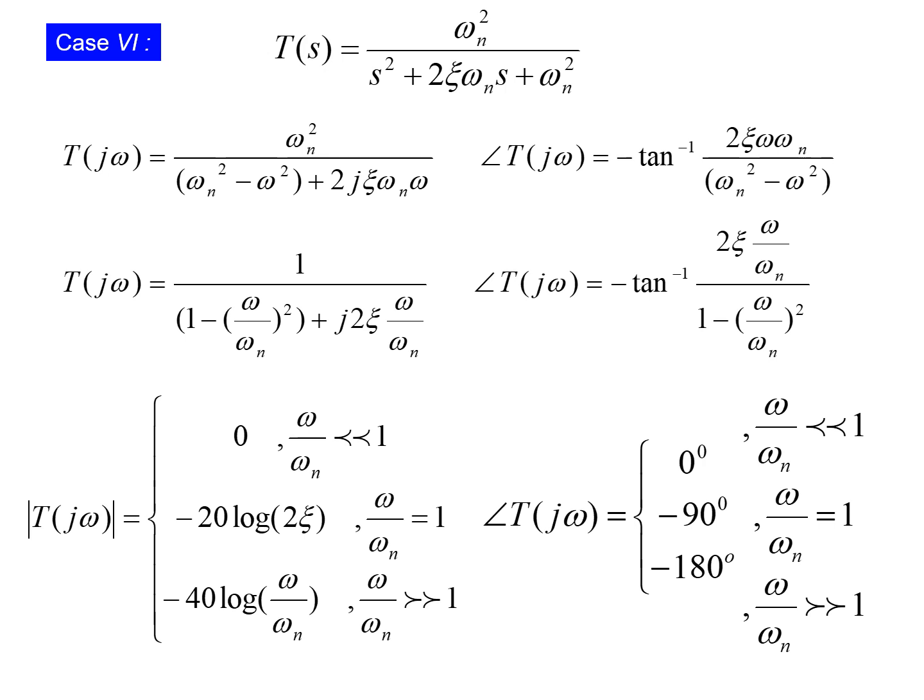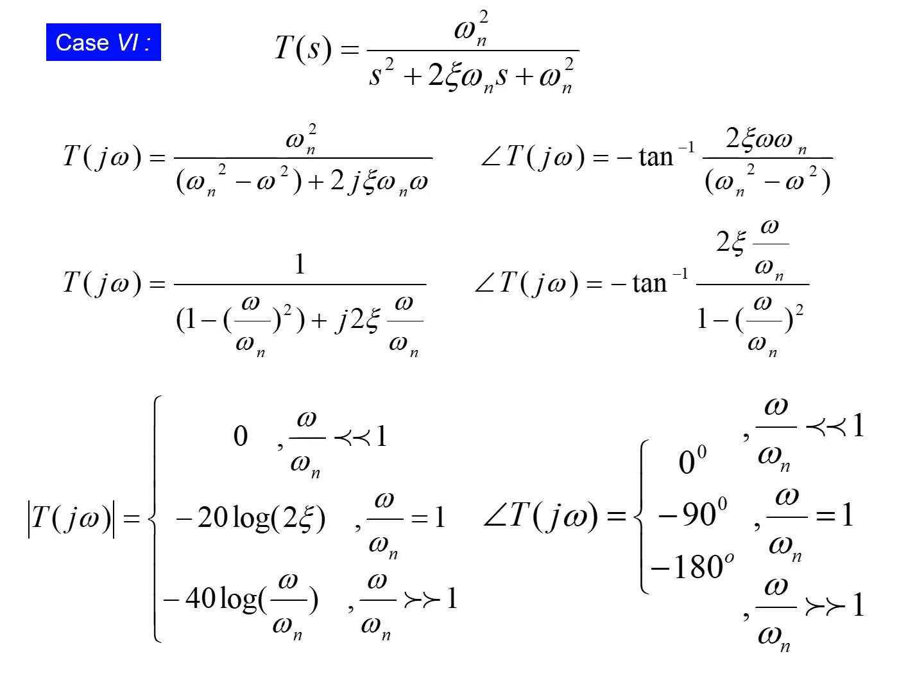Okay, it is for the angle. This angle of T(j omega) is equal to minus tangent inverse 2 zeta omega omega n divided by omega n square minus omega square, or equal to minus tangent inverse 2 zeta multiplied by omega per omega n divided by 1 minus, in the bracket, (omega per omega n) square.